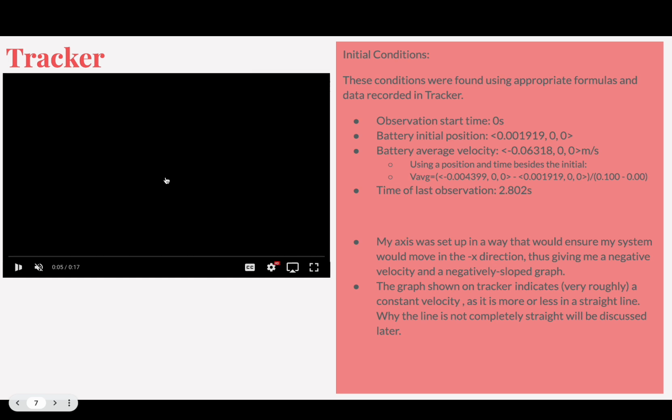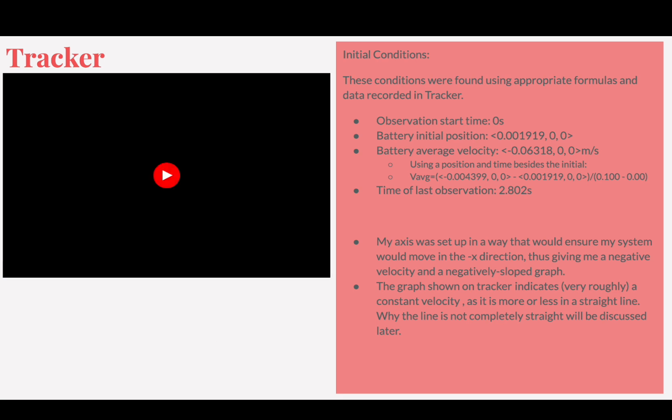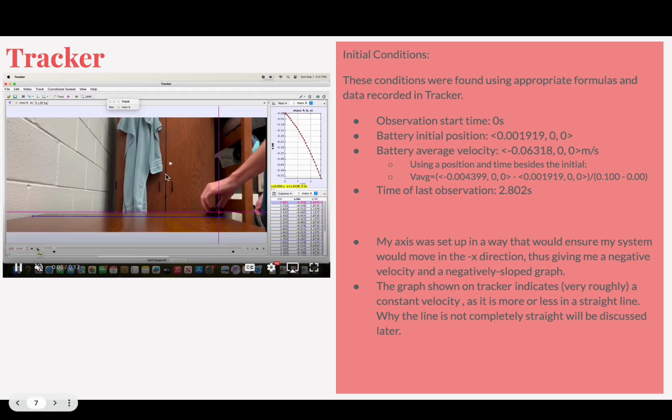So after recording the video, I uploaded it into Tracker and was able to set up an axis that would show the charger rolling in the negative x direction. This gave me a negative velocity and a negatively sloped graph. The graph shown on Tracker indicates very roughly constant velocity, as it is more or less in a straight line.